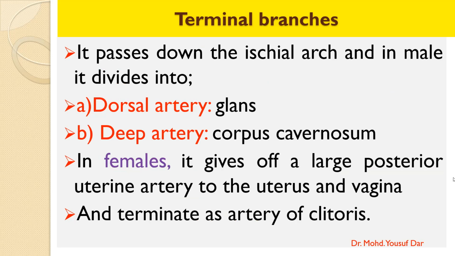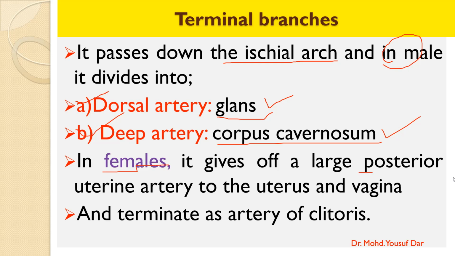Now, the internal pubic artery passes down the ischial arch, and in males, this artery divides into the dorsal artery and the deep artery. The dorsal artery supplies the glans, and the deep artery supplies the erectile tissue, that is the corpus cavernosum. While in females, it gives the posterior uterine artery. The posterior uterine artery supplies the uterus and the vagina, and terminates as the artery of the clitoris. So this whole lecture was about the internal iliac artery.